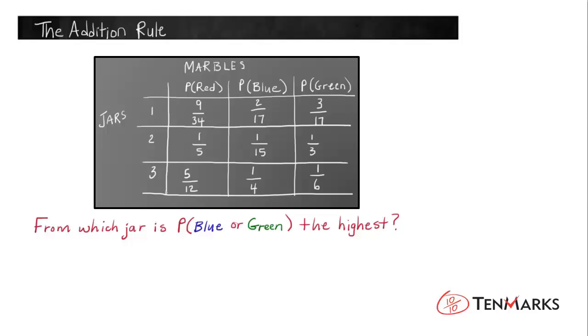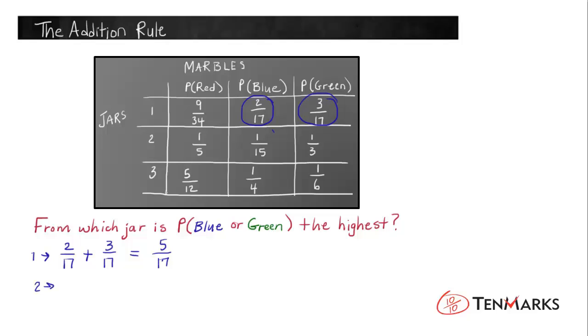Let's look at the first jar. So for the first jar, the probability of getting a blue or green marble is going to be the probability of getting the blue marble, which is 2/17, plus the probability of getting the green marble, which is 3/17. When we add those together, we already have a common denominator. That gives us 5/17.